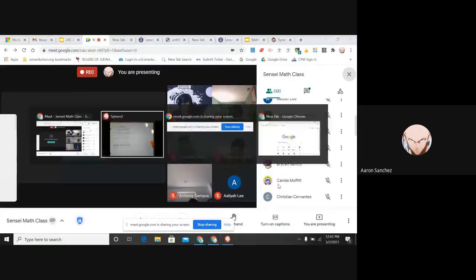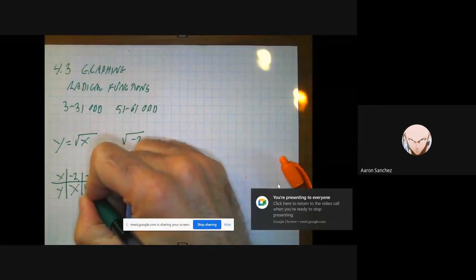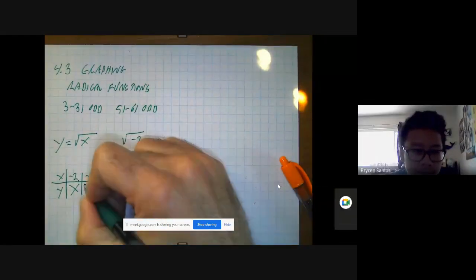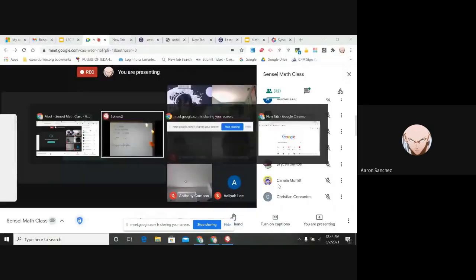Okay, Bryson, what's the square root of -1? I don't know. Yes, he's right. We can't get the square root of -1 either. Square root of 0.